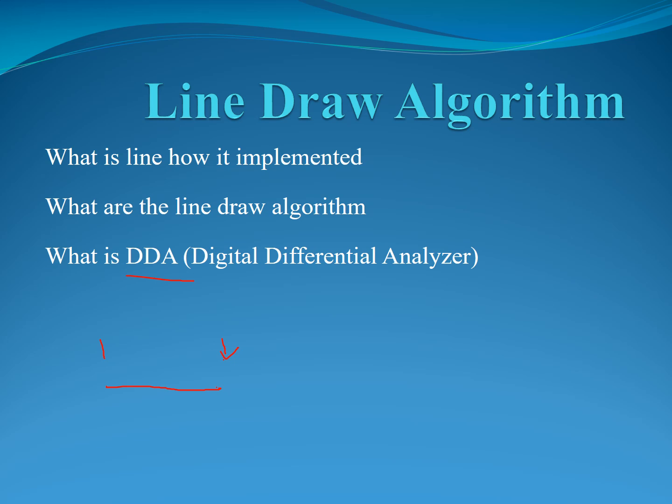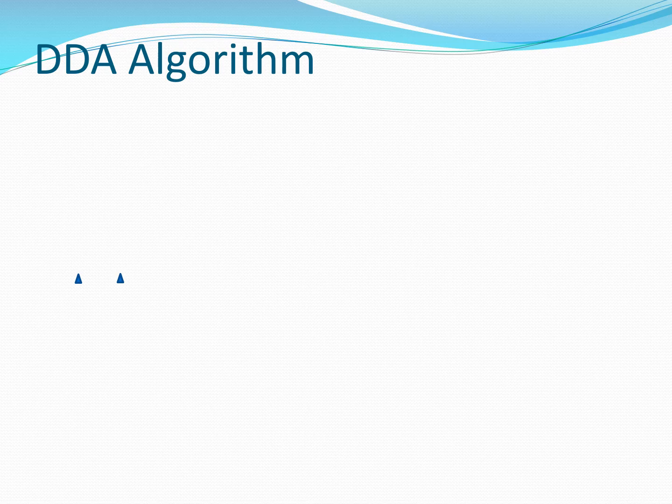So it is clear what a line is. We implement it through the algorithms, DDA and Bresenham's. First we discuss DDA. What is DDA? It is a Digital Differential Analyzer. How does it help to draw a line? So we'll start with the next slide. DDA is an algorithm. Algorithm means we have some steps that we follow one by one.